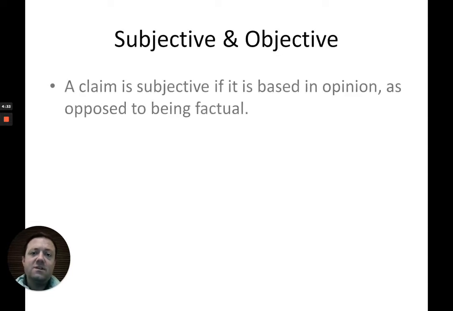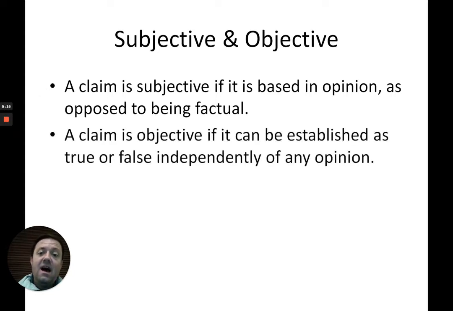So let's look at some key terms to begin with. Two fundamental key terms: subjective and objective. A moral claim, or any claim for that matter, is subjective if it is based in opinion as opposed to being factual. So, for example, I might say that the monarchy is an outdated institution. That's my opinion, but it's not a fact. It can't be proved true, and it can't be proved false. It is literally just my opinion of the facts. So it's a subjective claim.